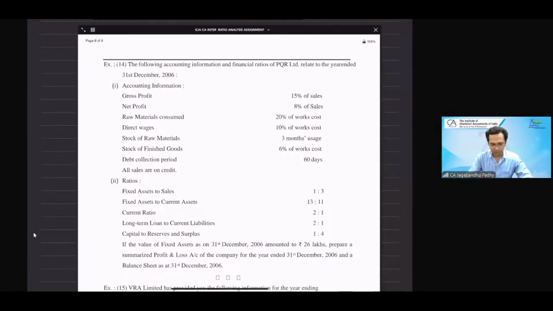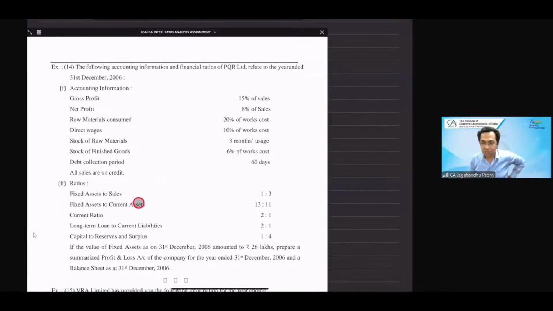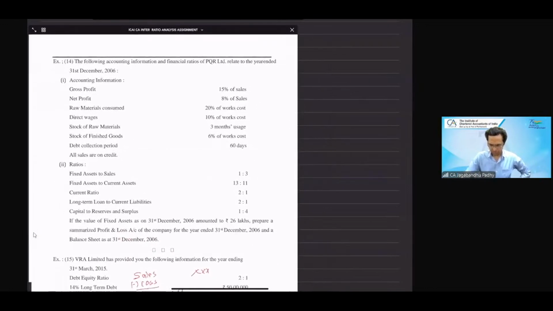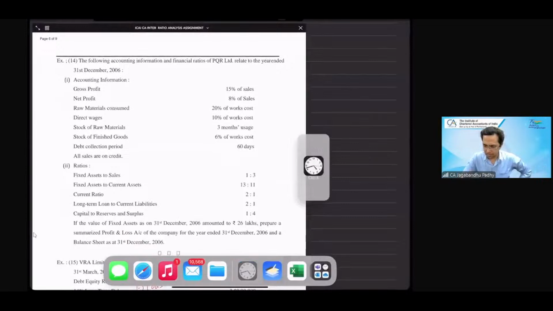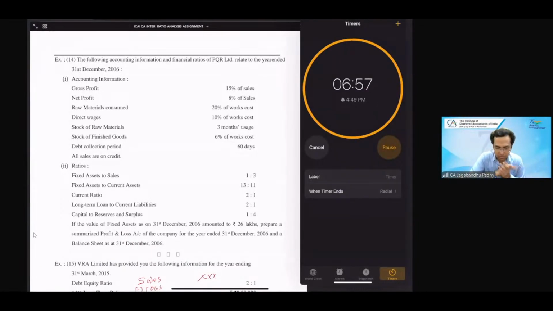Now, this is a fairly good question because it's asking you to prepare the summarized P&L as well as balance sheet. Okay. So for this question, I would give you some time, 2 minutes more than that. Try out, guys. Question number 14.